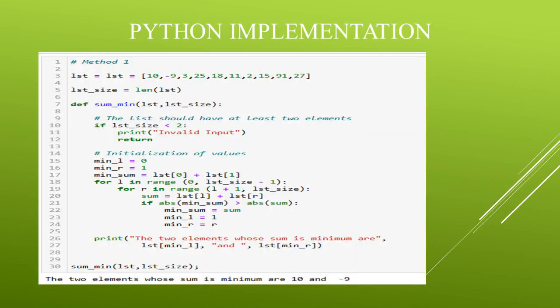So the Python implementation of the code is here as follows. First we'll take a list and we'll take an input variable to define the length of the list. So we define the summin function and the list should have at least two elements. If first_size is less than 2, it will print invalid input, and after that we will do the initialization of the values. Then we will come to the for loop. After that we will print the sum of two elements whose sum is minimum.